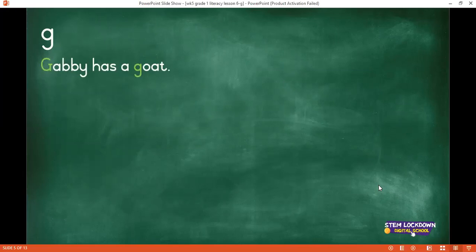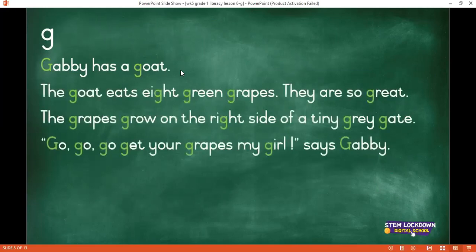G. G. Now on your screen, you will see the G in green. Gabby has a goat. The goat eats 8 green grapes. They are so great. The grapes grow on the right side of a tiny gray gate. Go, go, go get your grapes, my girl, says Gabby.